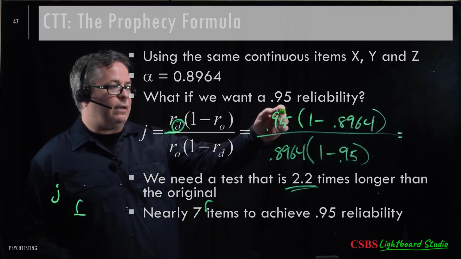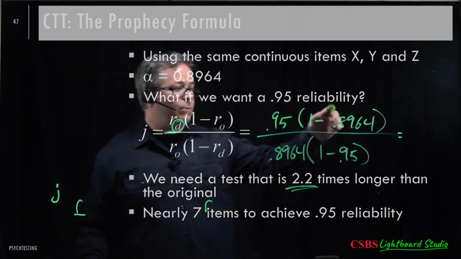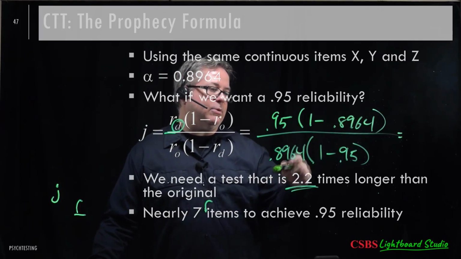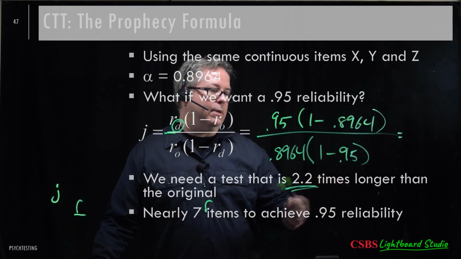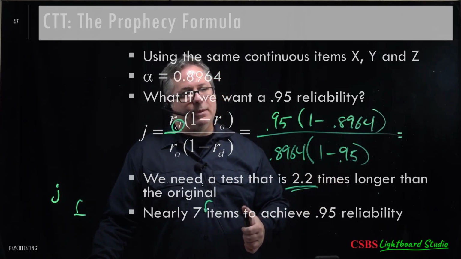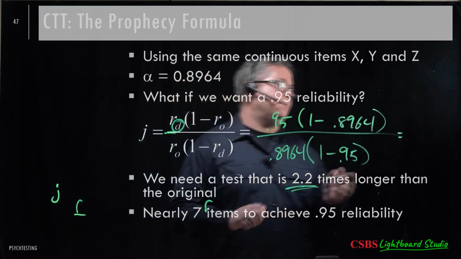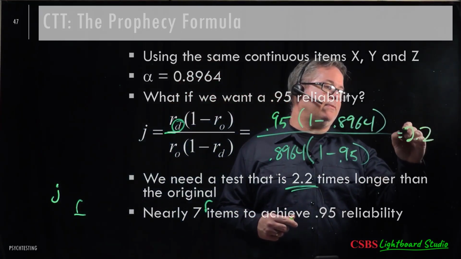Because 0.95 is my desired reliability, it goes there. 0.8964 is my observed, so it goes inside up on top. Then on the bottom it just reverses: the observed is here, desired is there. And what do you get? Anybody get 2.2? Oh, yay! All right, I like when I'm consistent with myself.